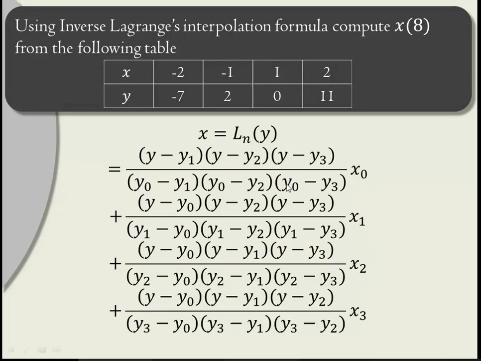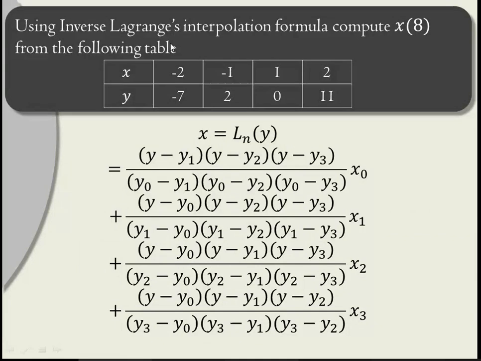So what we do: subtract all the values of y except the first from y, that is y minus y1, y minus y2, y minus y3, divided by the subtraction of all the values of y from the first value, y0 minus y1, y0 minus y2, y0 minus y3, into the first value of x, that is x0. So we are just interchanging x and y in the basic standard formula of Lagrange interpolation, which gives the formula for inverse Lagrange interpolation.